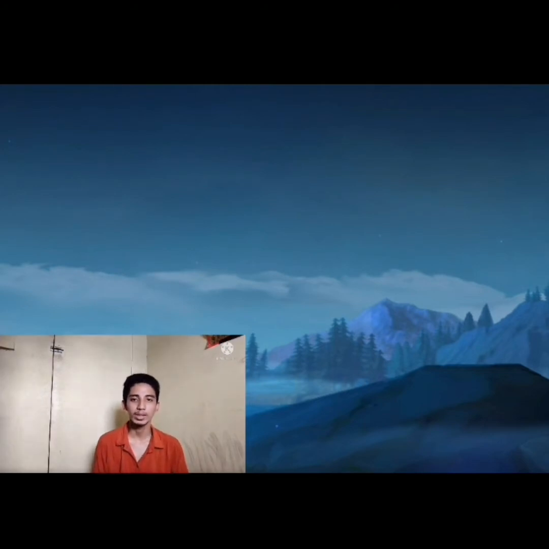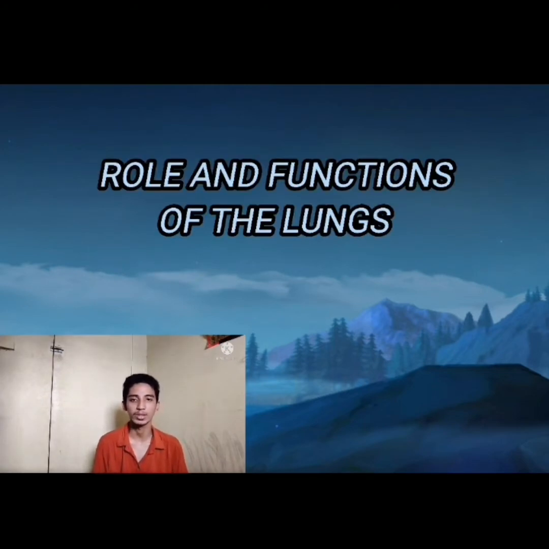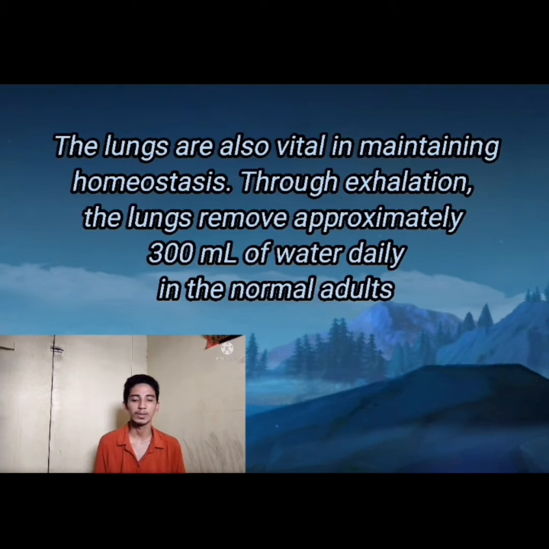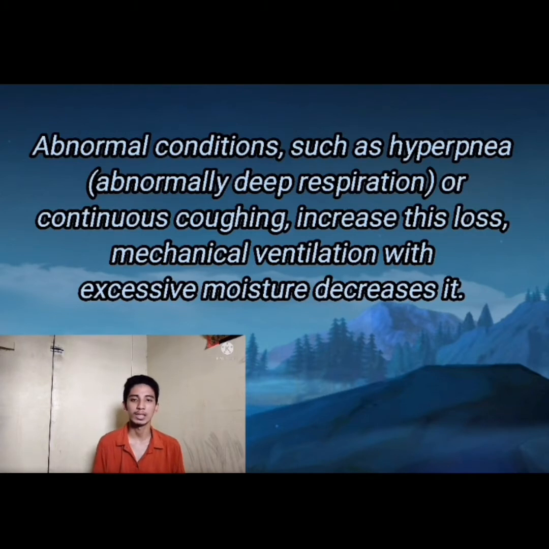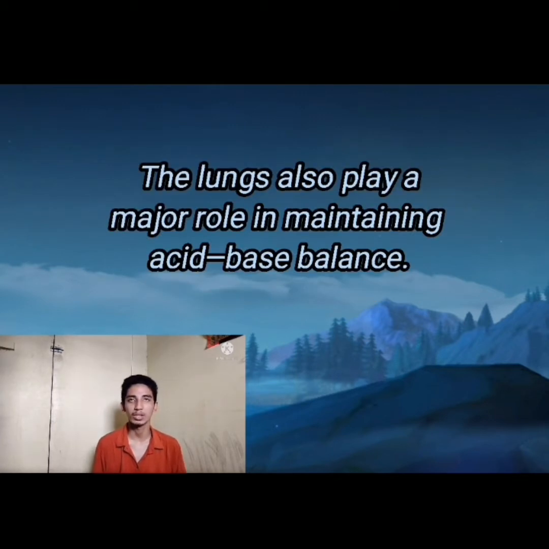And now we are going to discuss the role and functions of the lungs. The lungs are also vital in maintaining homeostasis. Through exhalation, the lungs remove approximately 300 ml of water daily in normal adults. Abnormal conditions such as hyperpnea, abnormally deep respiration, or continuous coughing increase this loss. Mechanical ventilation with excessive moisture deficit. The lungs also play a major role in maintaining acid-base balance.